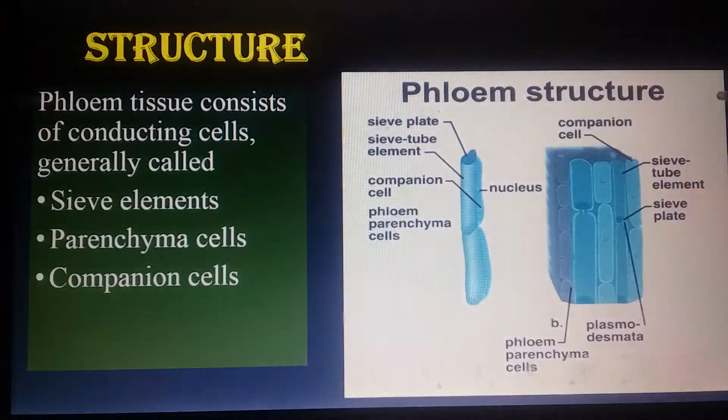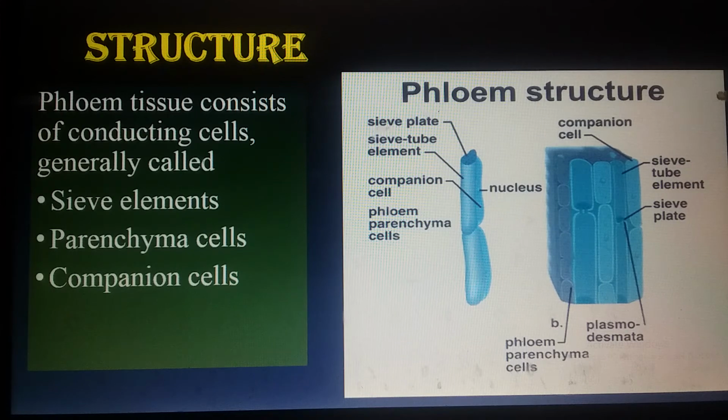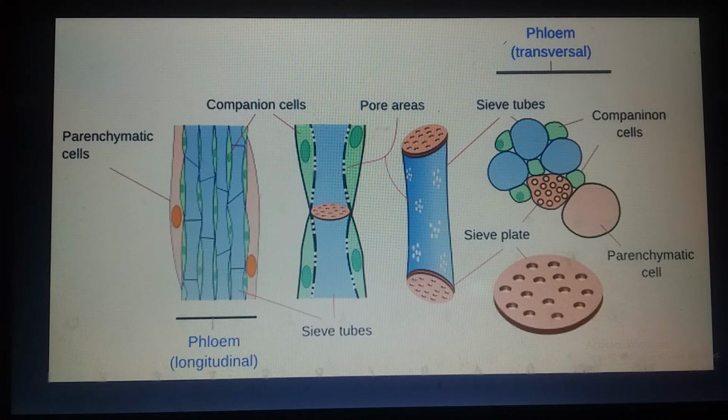Now I'm moving towards the structure. Like the xylem, phloem consists of three types of cells: sieve elements, parenchyma cells and companion cells. How many types of cells? Three. Number one, sieve element. Number two, parenchyma. And number three, companion cell. You can see here in the diagram very clear sieve tubes, companion cells and parenchyma cells. Now I will discuss all these one by one.